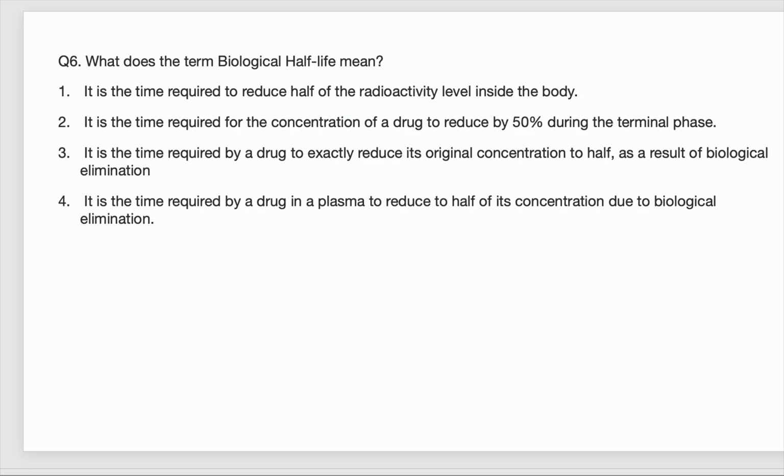Next question: what does the term biological half life mean? A. It is the time required to reduce half of the radioactivity level inside the body. Number two, it is the time required for the concentration of a drug to reduce by 50% during the terminal phase. Three, it is the time required by a drug to exactly reduce its original concentration to half as a result of biological elimination. And number four, it is the time required by a drug in a plasma to reduce half of its concentration due to biological elimination.